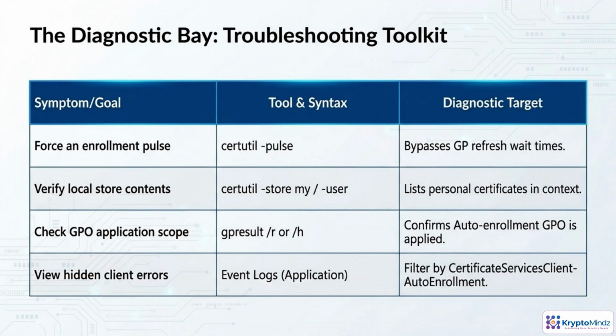When auto-enrollment misbehaves, use a fast, repeatable checklist. First, force immediate contact with the CA using certutil -pulse. That bypasses waiting for the next group policy refresh. Next, confirm the certificate actually arrived by inspecting the personal store with certutil -store my for the computer, or add -user for user certificates. Then run gpresult /R or /H to verify that the auto-enrollment GPO is truly applied. Finally, review the application event log filtered on Certificate Services Client auto-enrollment to surface hidden client-side errors.